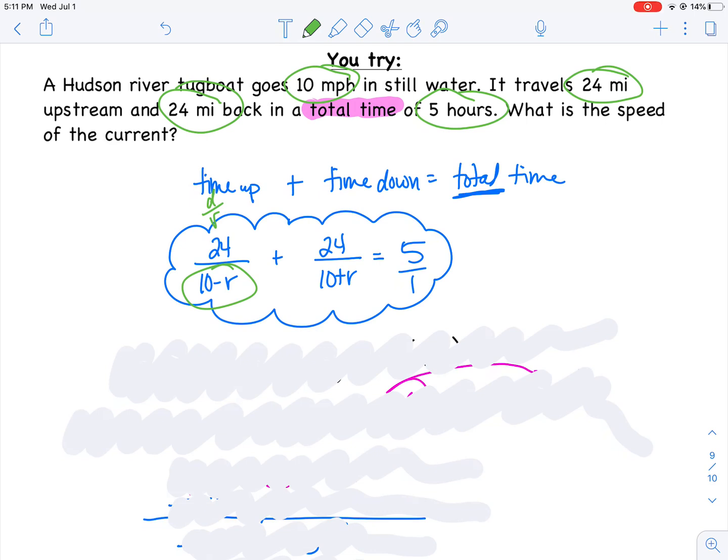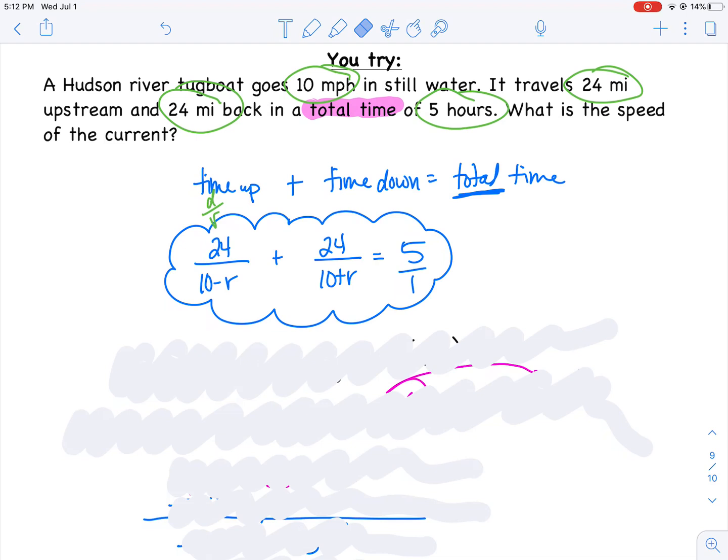The distance was the same distance, right? 24 miles over my speed, which is my normal speed. But if I'm going downstream, aren't I going to be pushed a little bit faster because of the current? So whatever my normal speed is, 10 plus whatever the river's current is, so 10 plus R, equals that total time of 5 hours. So now I have a rational equation that looks like this.